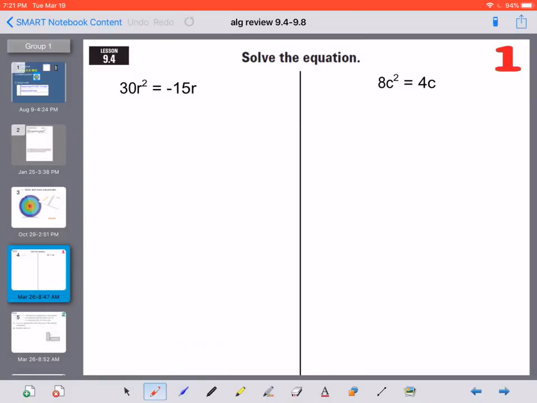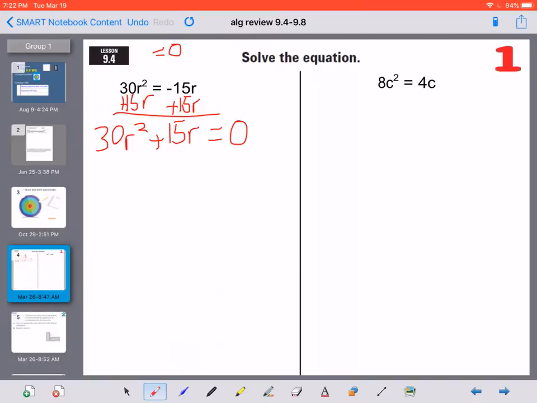Now, whenever we're trying to solve an equation with these kinds of numbers, we're looking for our zeros. So we're looking for something to equal 0. Now, how do I get this to equal 0? Well, I know that I'm going to move the 15r to the other side. So then we'll be left with 30r squared plus 15r equals 0.